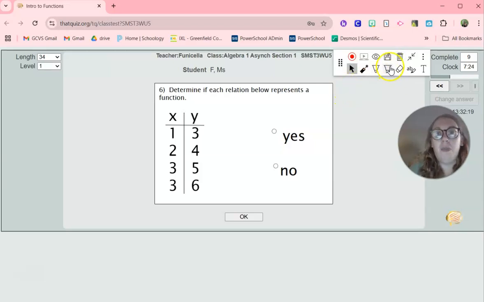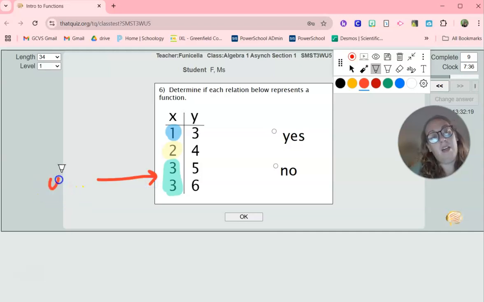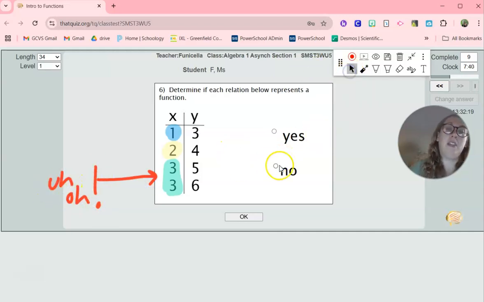Determine if each relation below represents a function. So we look at our x's. I see a 1, a 2, and then I see two 3s. So this is a problem. Uh-oh. We have repeated x values, so this means that this is not a function. It's still a relation, but it's not a function. So you're going to hit no, and then hit OK.